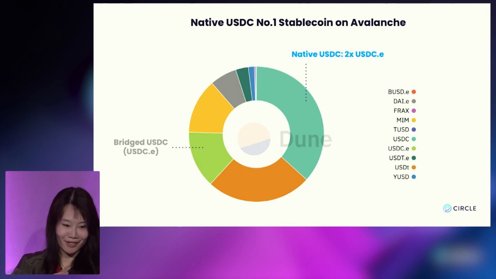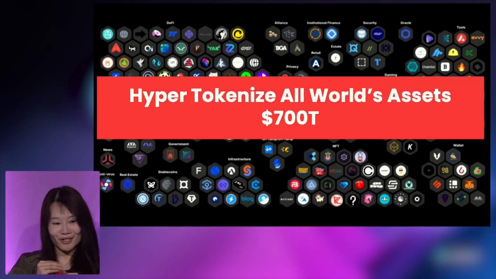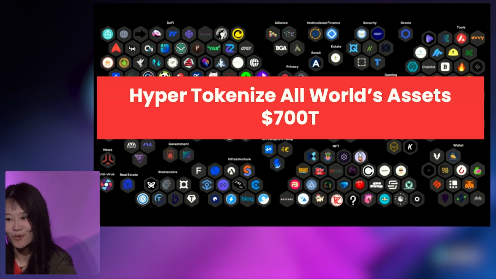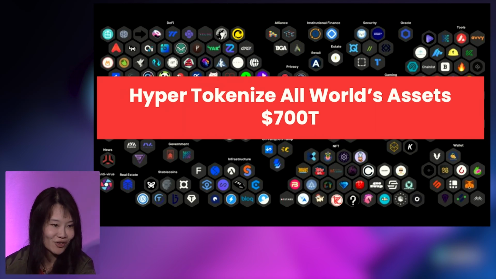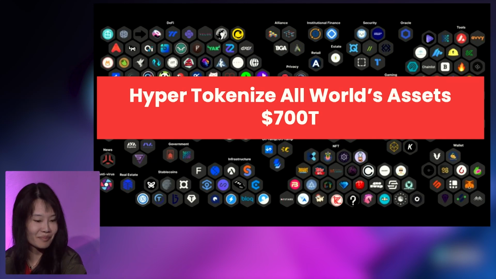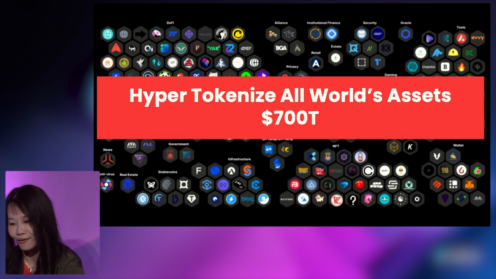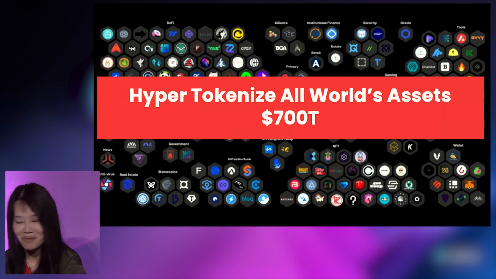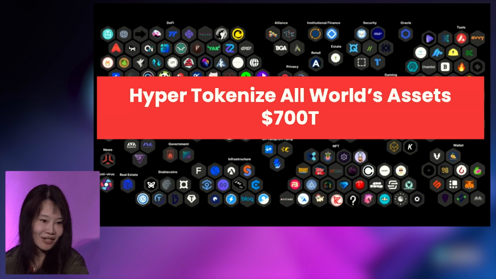To really drive home my message, shipping USDC helped Avalanche make progress in its mission of hyper-tokenizing all the world's assets. We're talking about 700 trillion of those. It's a lot of money, a big number, an audacious mission. But I know we're going to get there with the help of Circle, with the help of native USDC, and your passion, my passion, and lots of sleepless nights. So yeah, super excited to be in this space.